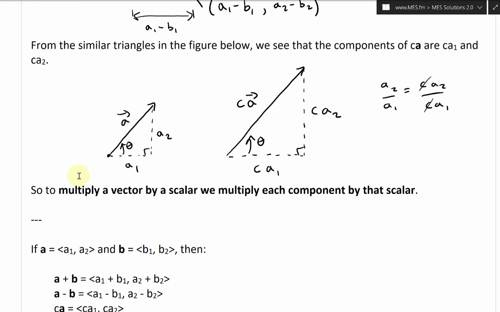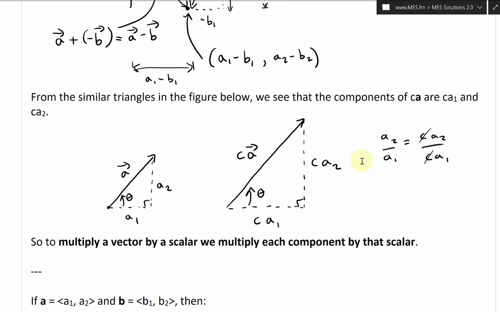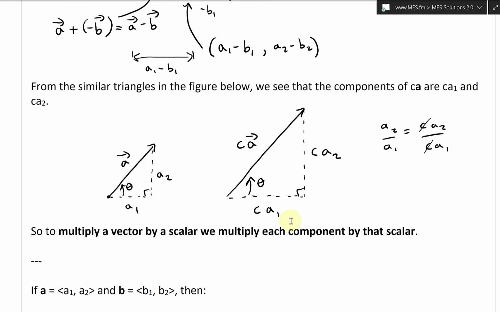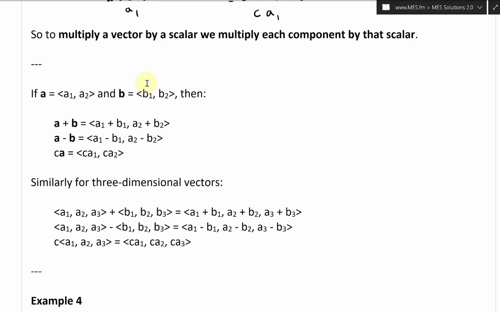All right, so to multiply a vector by a scalar, we multiply each component by that scalar. So multiplying just means you're multiplying the components. So if the vector A has components A1 and A2, and the vector B has components B1 and B2, then A plus B is just equal to the components added to each other, A1 plus B1.